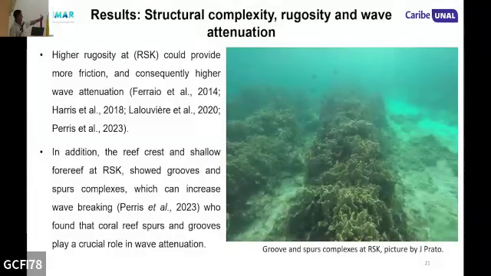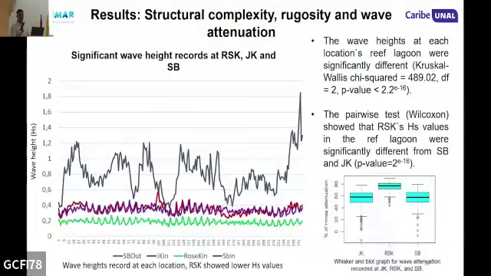Okay, and this is the things that reduce the wave height. These are also data from San Andres from my PhD thesis. This shows how in the eroded reef, we have less coastal protection. This is the red line.